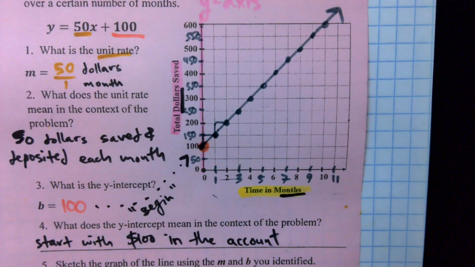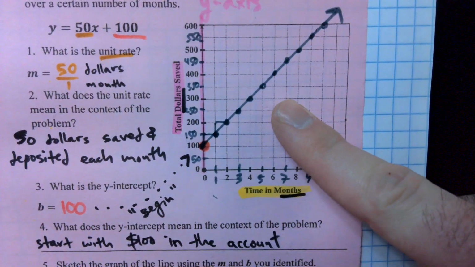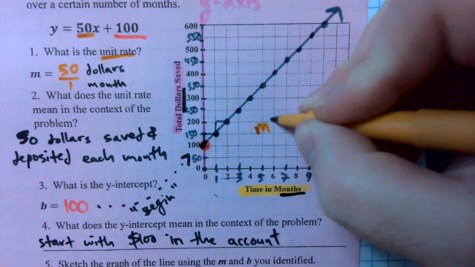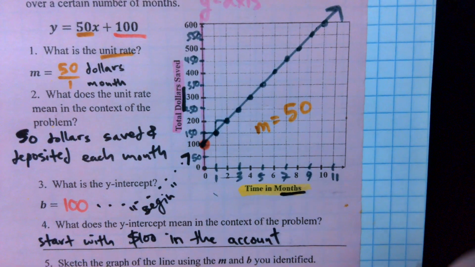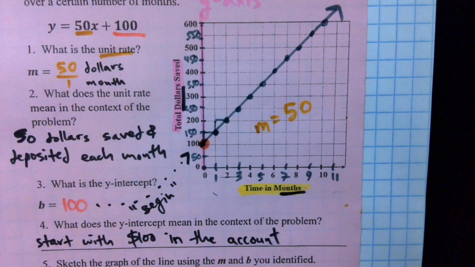So on any other normal problem, this line would have a slope of 1, because we rose 1 and ran 1. But here the context is different. My slope is 50, because every box going up is worth $50.